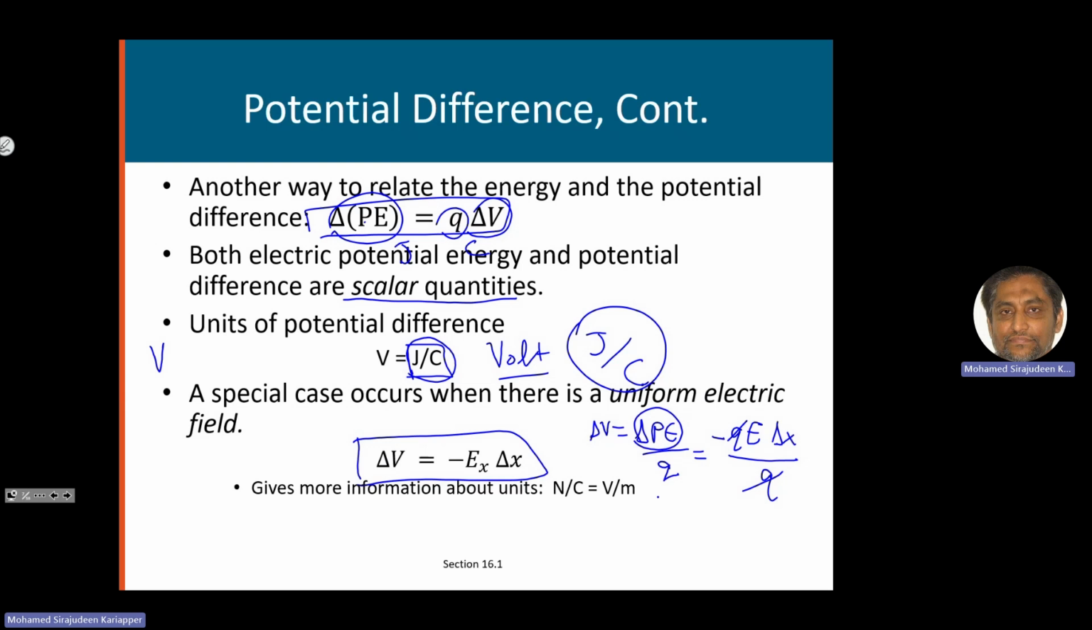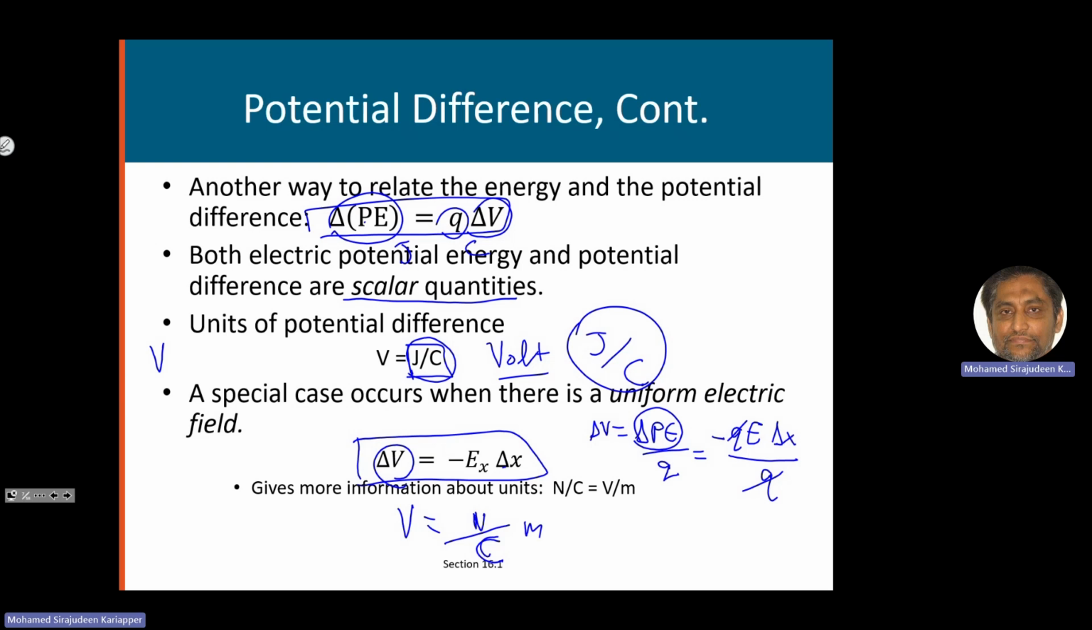So now if we take this equation, we can see that this has the unit of V, the unit for potential is V, and E has the unit newton per coulomb, and delta x is in meters.